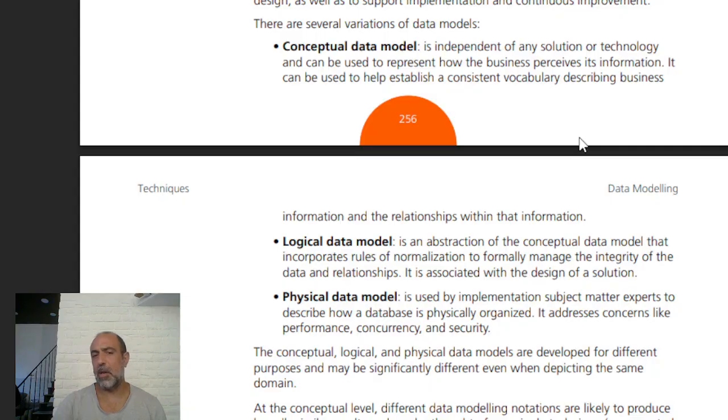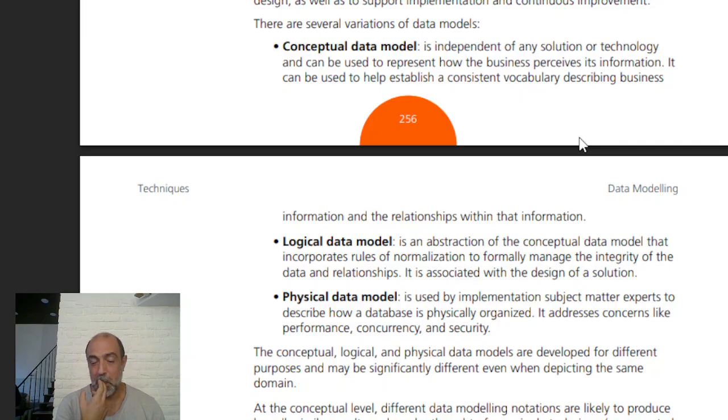The conceptual data model is basically an explanation of the data and how it moves, right? It's the concept behind the data. The logical data model is an abstraction of the conceptual data model that incorporates rules of normalization to formally manage the integrity of the data and relationships. It's associated with the design of a solution.